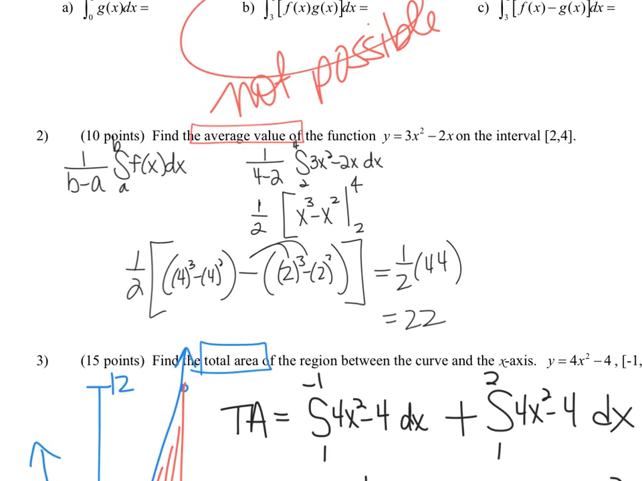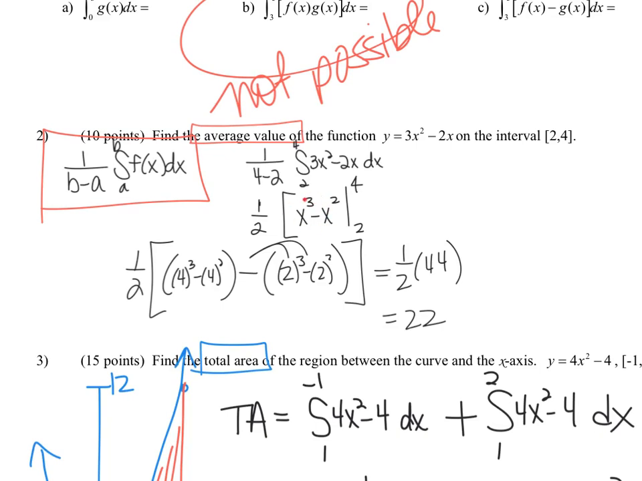For number 2, average value, yes, we did do this. Average value formula is right here. So I took this interval, 2 to 4, and I had 1 over 4 minus 2 times the integral from 2 to 4. Then we evaluate an integral. To evaluate an integral, we take the antiderivative and then evaluate top minus bottom.